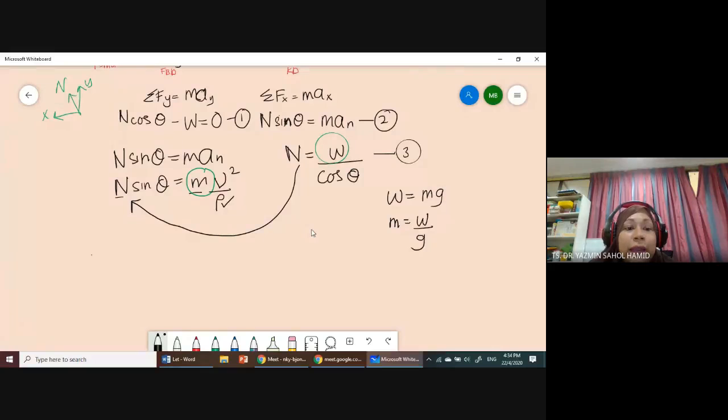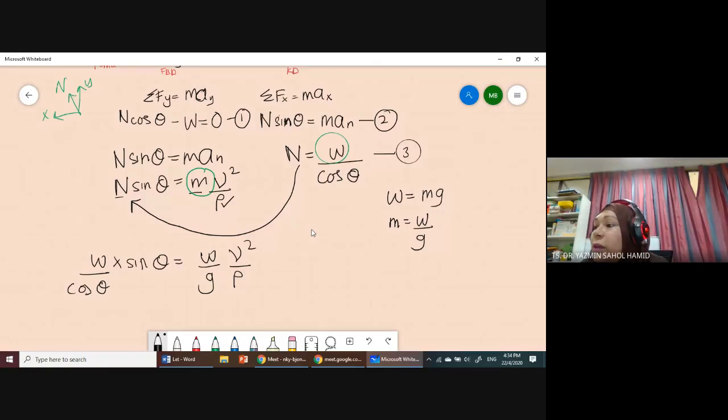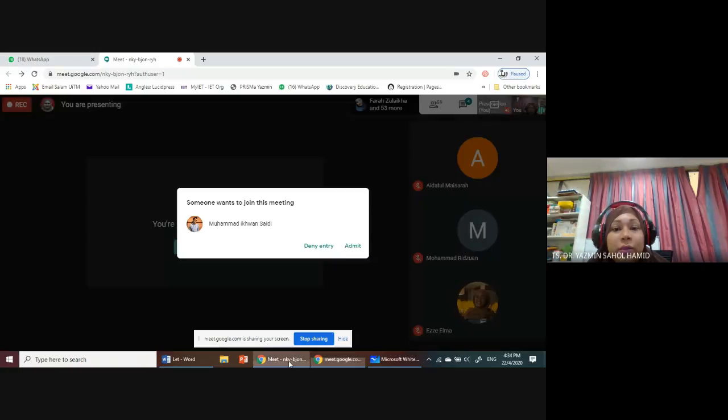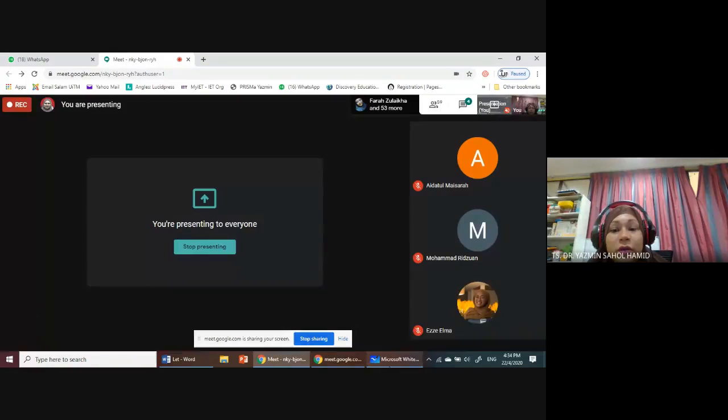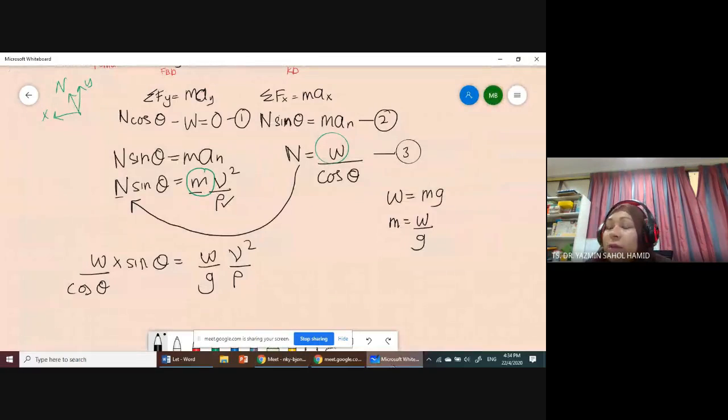So let's put N as W over cos theta multiplied by sine theta. M replaced by W over G, V squared over rho. So can you find me what is V? What will V be? Okay, so can you quickly find me what is V?